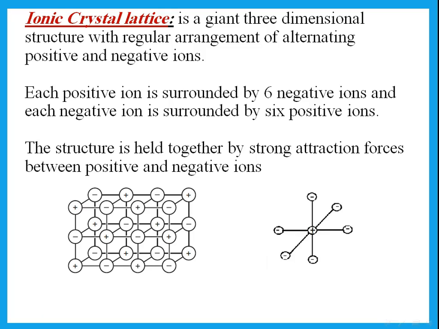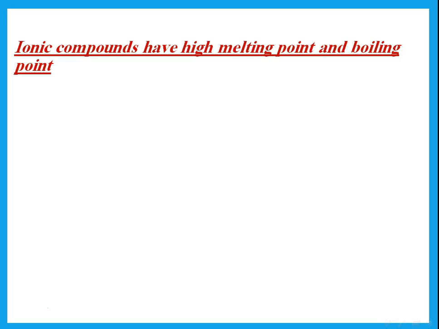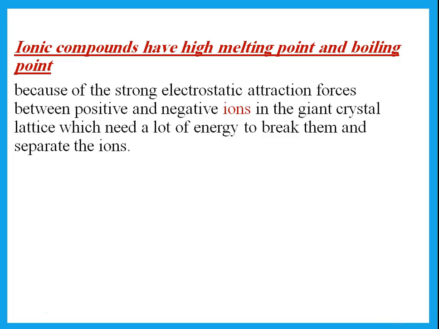And this structure is held together by strong attraction forces between all these positive and negative ions. So in that case, it will need a lot of energy to be broken, and that's why the melting point of ionic compounds is very high. The melting point of sodium chloride, for example, is about 800 degrees centigrade. So ionic compounds have high melting point and high boiling point because of the strong electrostatic attraction forces between the positive and negative ions in the giant crystal lattice, which need a lot of energy to break them and separate the ions.